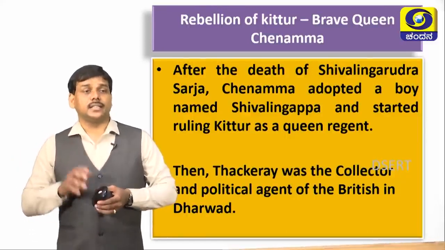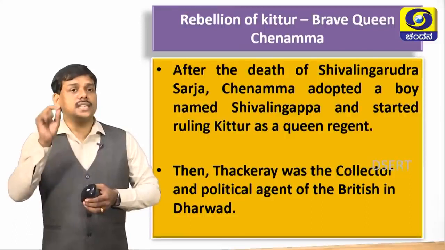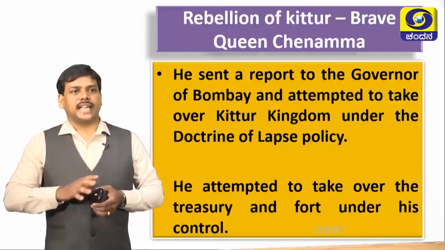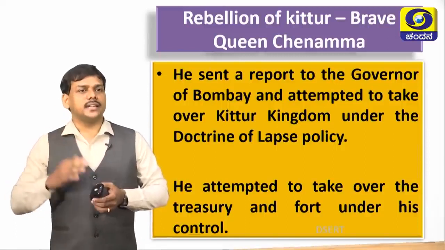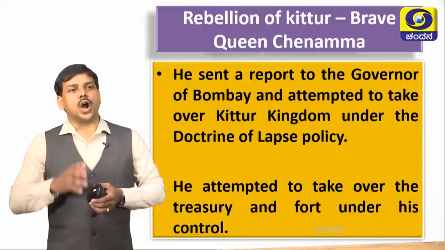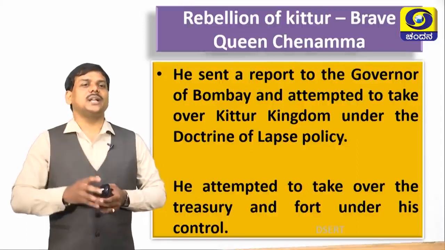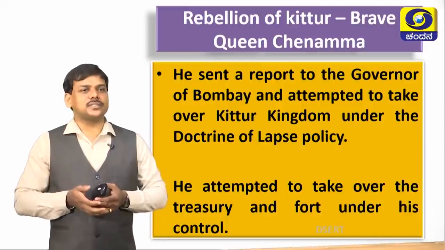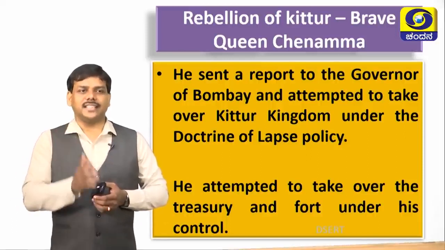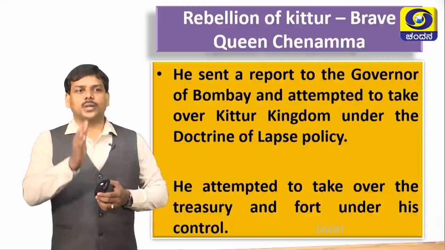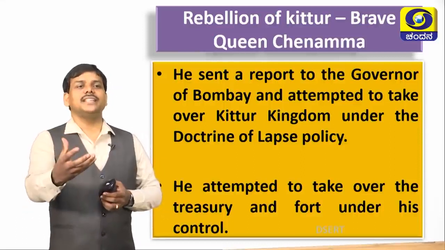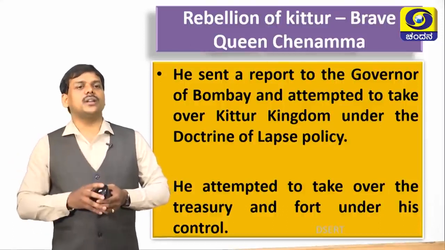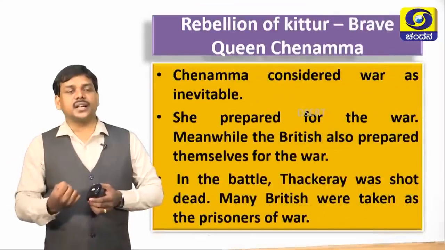Then Thackeray, he was the collector and political agent of the British in Dharwad. Thackeray came to know this. He sent a report to the governor of Bombay and attempted to take over Kittur kingdom under the doctrine of lapse. Doctrine of lapse was introduced by Lord Wellesley. As per the doctrine of lapse, no kings were allowed to adopt a child. Hence, he sent a report. He attempted to take over the treasury and fort under his control.